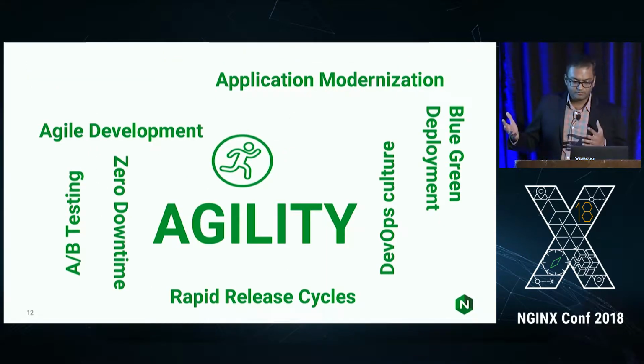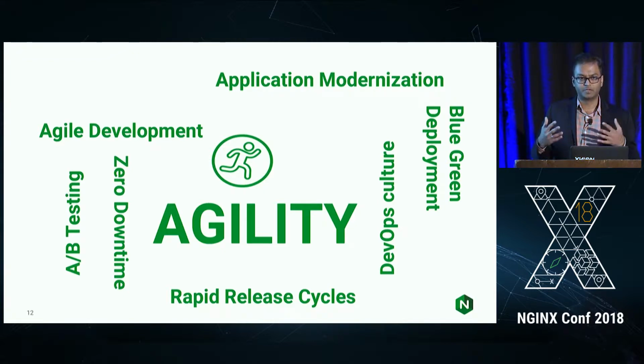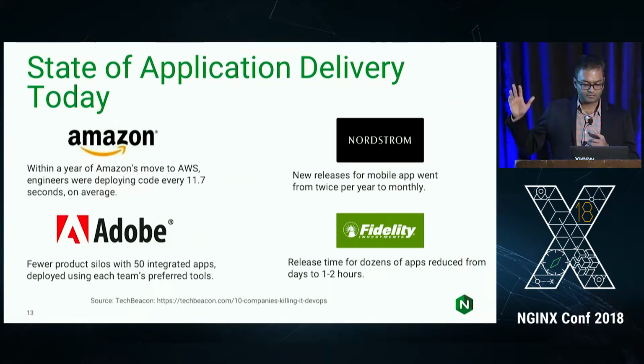Agility, these are some of the buzzwords that I've heard: being able to do A/B testing, blue-green deployments, rapid release cycle. Feature velocity is a big deal when it comes to digital transformation. So what I mean by that is, you have Amazon, after they moved to AWS, which is a long time back, they've been able to, this is crazy stats here, deploy code every 11, 12 seconds, right? But they are really the one extreme.